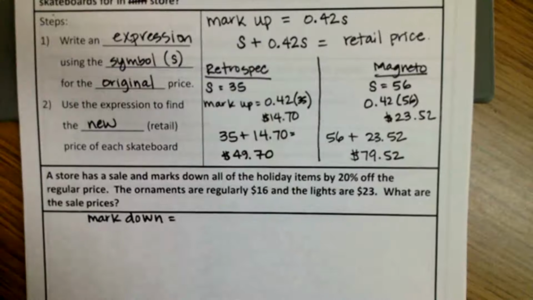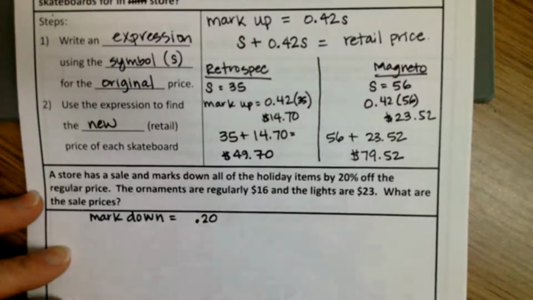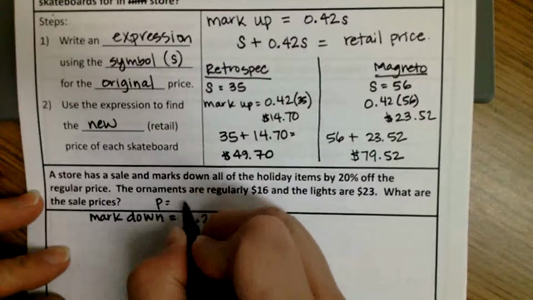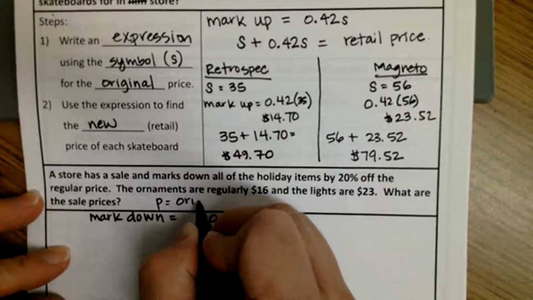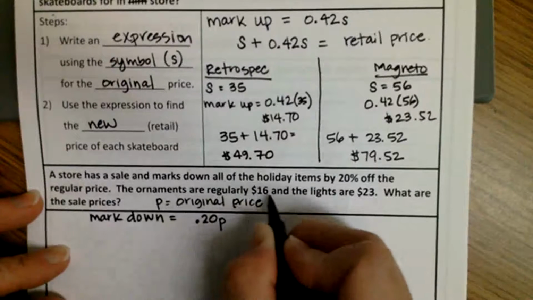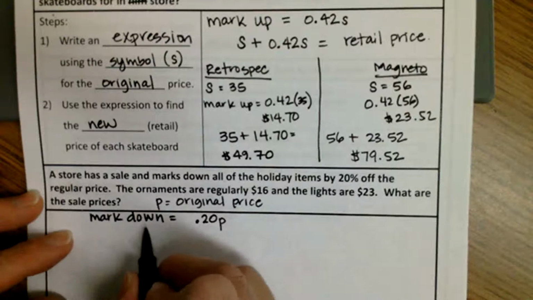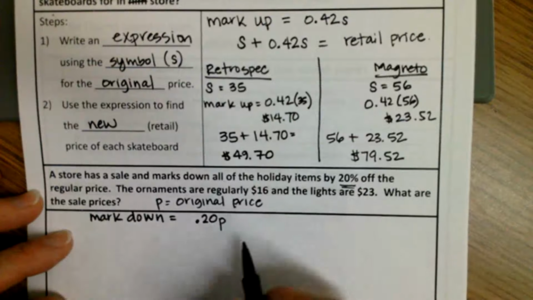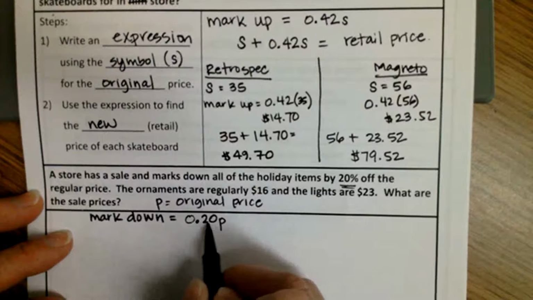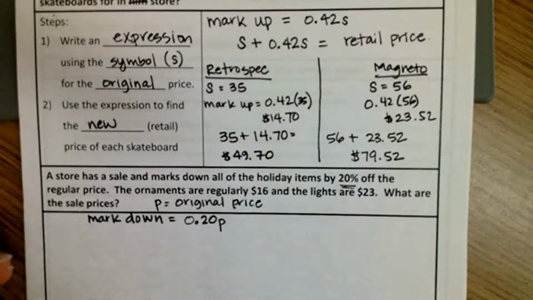right? The expression for the markdown is 20%. So as a decimal, 20% is 0.2. And I'm going to say P. We're going to make P the original price. So for ornaments, the original price is 16. For lights, the original price is 23. So the markdown with this 20% off sale is 0.20, 20% times whatever the original price is, which P stands for, okay?